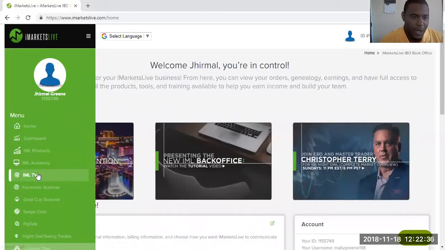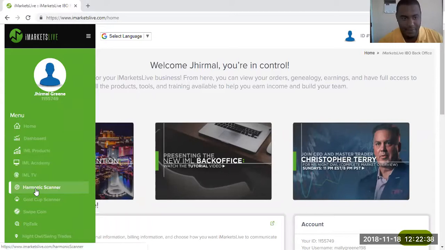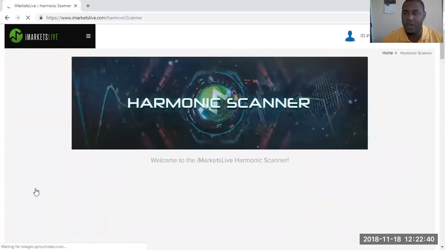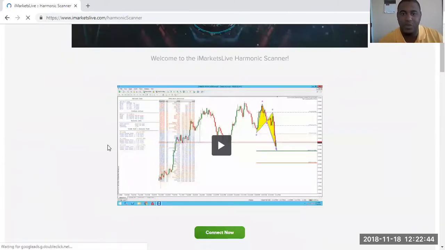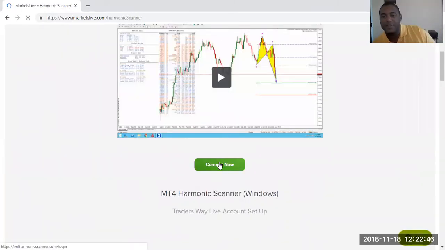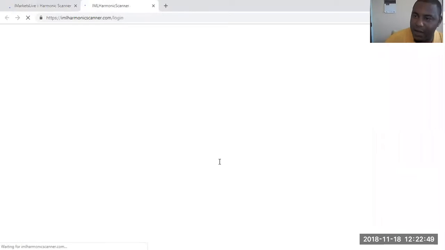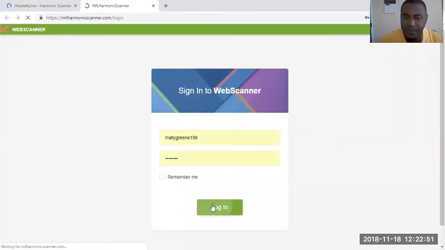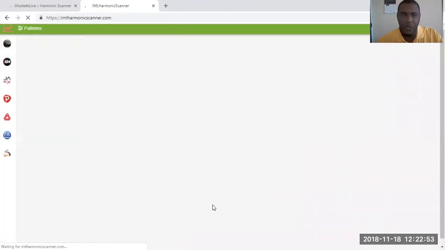The harmonic scanner is life. Once you start to understand, and you go through the academy, and you basically learn some stuff, you can actually apply it to the harmonic scanner. The harmonic scanner is basically like a cheat sheet. You learn, and then you can take what you learn and come to the harmonic scanner where you actually have a trade setup.